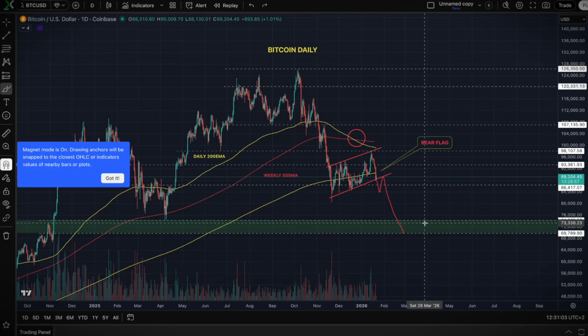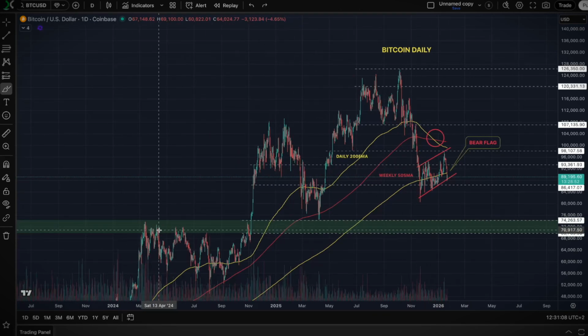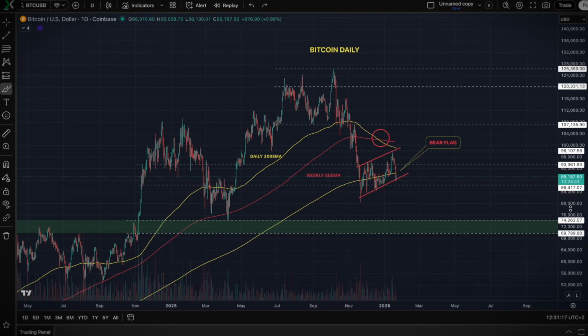And then the next area to look for is essentially 74 to 69k. 69k, the previous all-time high from the 2021 bull run. So that's the context. That's where we are at the moment.